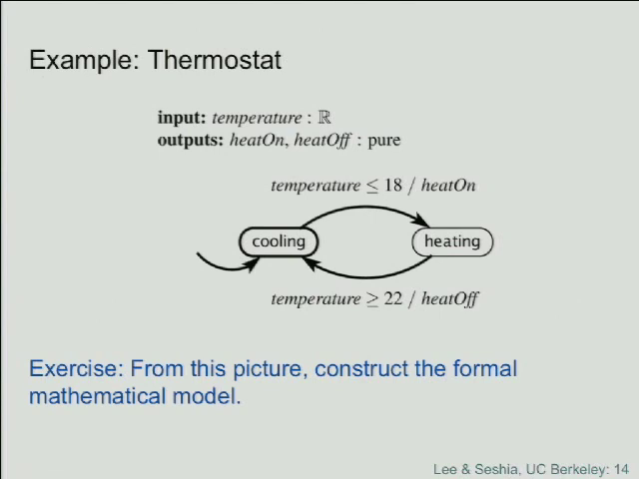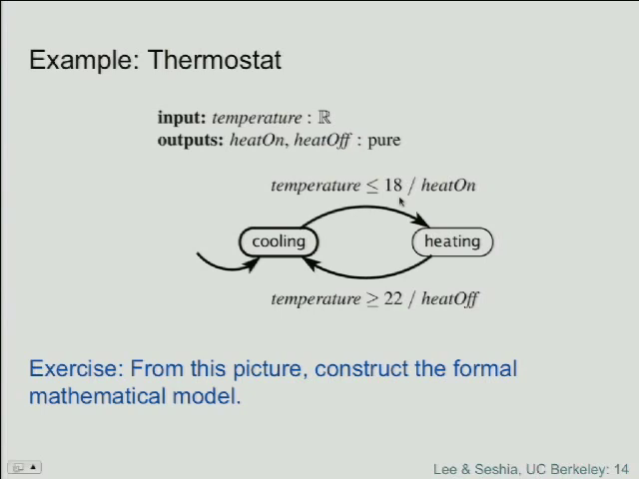The output is going to be two pure signals, one of which will turn the heat on, the other one of which will turn the heat off. We will start in the cooling state, and when the temperature is less than or equal to 18 degrees, suppose that's centigrade or Fahrenheit? Hopefully centigrade. When the temperature is less than or equal to 18 degrees centigrade, we will produce the pure output heat on at that instant. At the instant of that reaction, the output will be present. The heat on output will be present.